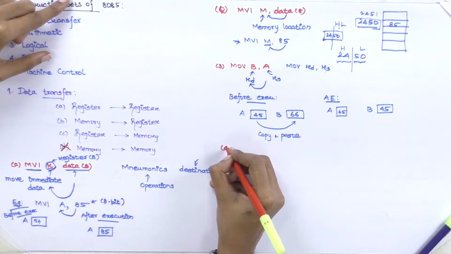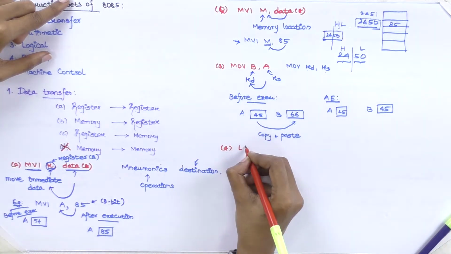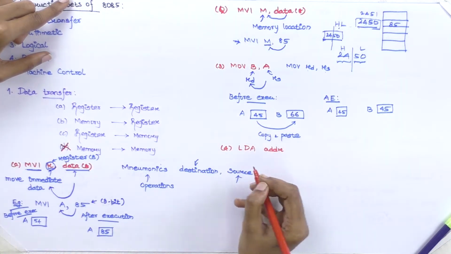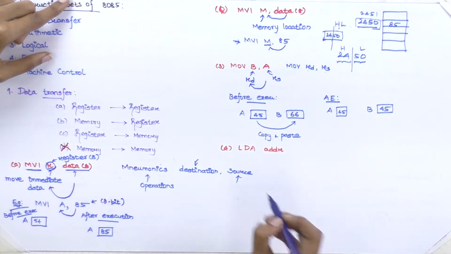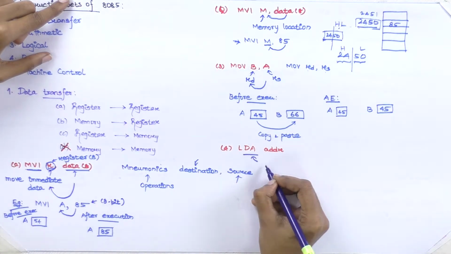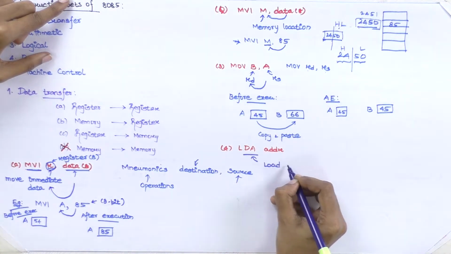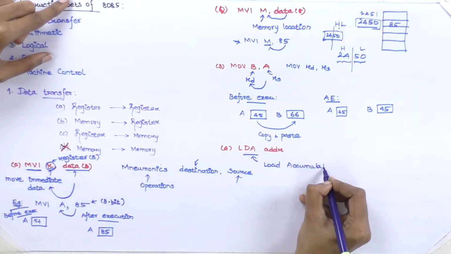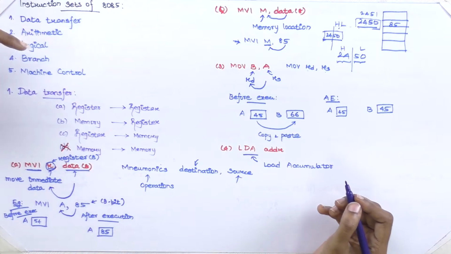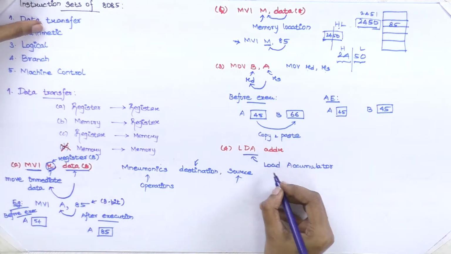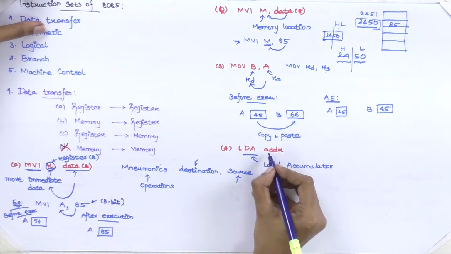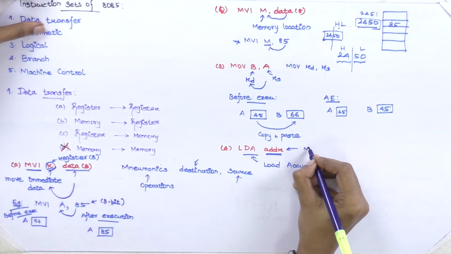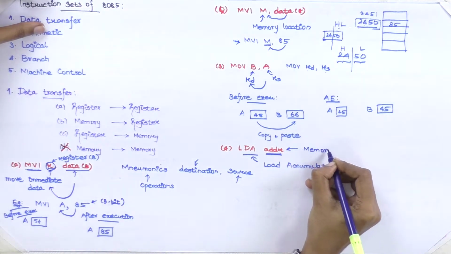So the next instruction that we are going to see is LDA address. LDA is nothing but load accumulator. So what operation will take place here is, here we have mentioned address. This address is nothing but a memory location.